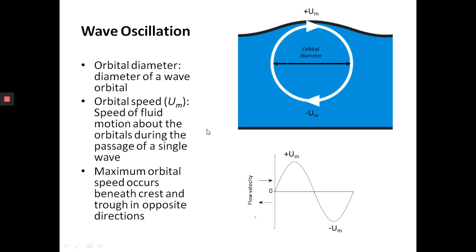If you look at the net direction, there are actually two net directions. First the water particles are moving towards the right, and then they move towards the left. You can express it as a sinusoidal wave, plotted here on the graph, flow velocity versus time.